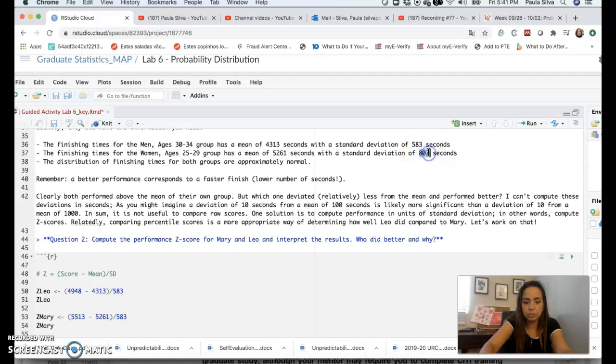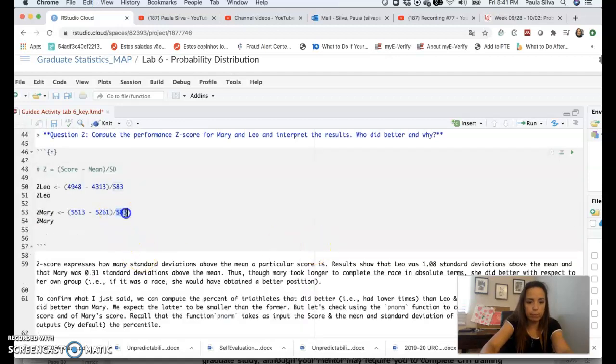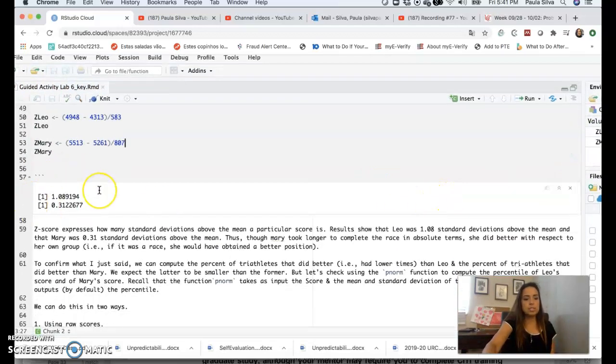And that's the standard deviation right there. And I'll run, and once you print, we can see that the time Leo took to race was 1.09 standard deviations above the mean of his group, and that's a bad thing because slower is worse. And Mary is just a tad bit above average, so she would have ranked better, right, than Leo within her group compared to how he ranked in his group.